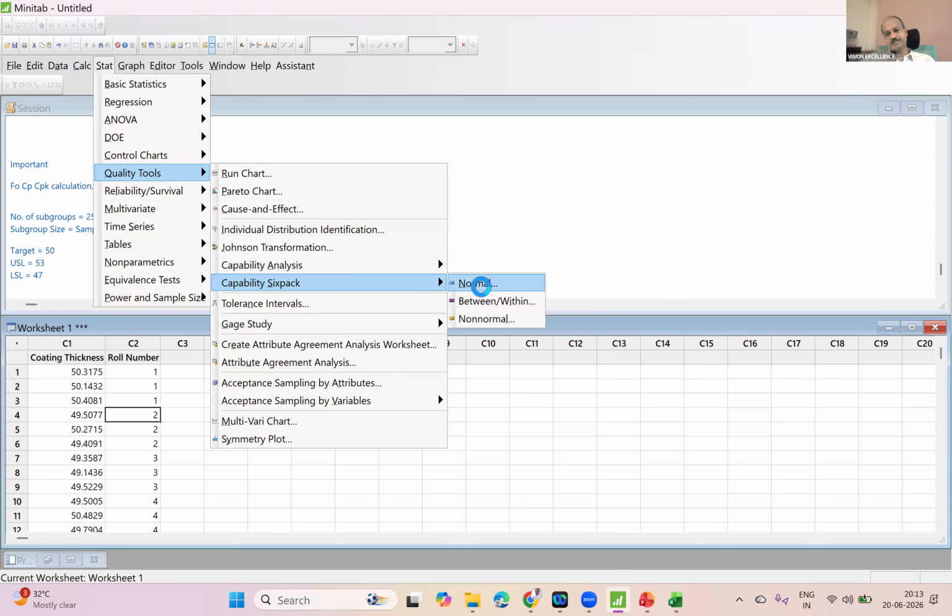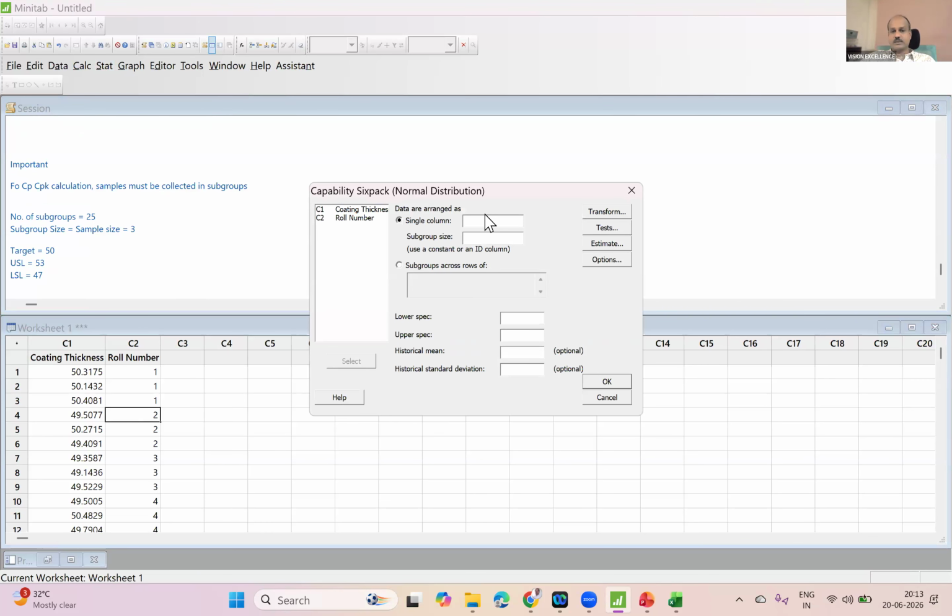Go to Normal. Now where is your data? Single column data. Coating thickness is the characteristic. What is your sample size? You can directly type 3, or you can feed this roll number. Minitab automatically will understand. Now, very important, the lower spec is 47. Upper spec is 53. Are you with me, all of you?